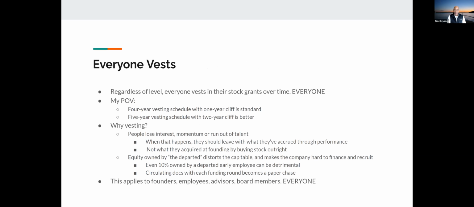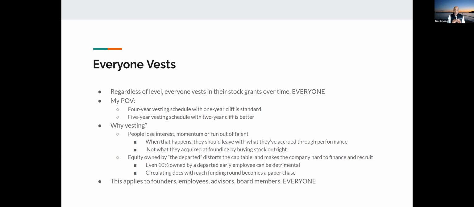So I mentioned the second thing you want to remember: everyone vests. Everyone vests in their stock grants and their option packages over time. Everyone, founders, advisors, everybody. The general standard is a 4-year vesting schedule with a 1-year cliff. So basically you're vesting 1/48 a month over the life of a 4-year grant. But that first 12 months is basically embargoed until you get through your cliff period, and then you get all of that up front, and then you continue to vest 1/48 over time.